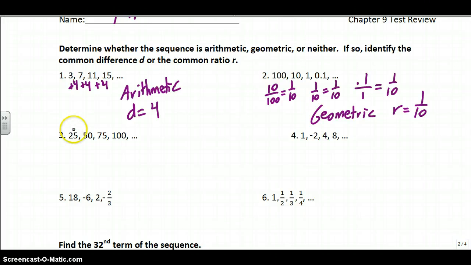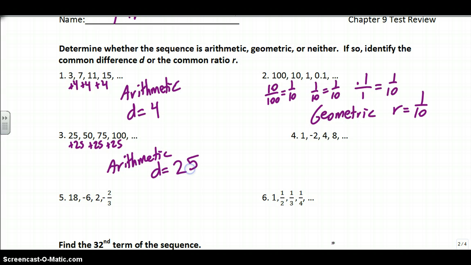Number 3, let's look for adding first. 25 to 50, you would add 25. 50 to 75, you would add 25 as well. And 75 to 100, you'd add 25 again. You're adding 25 every single time, so it has to be arithmetic. And since it's arithmetic, that means D equals 25.